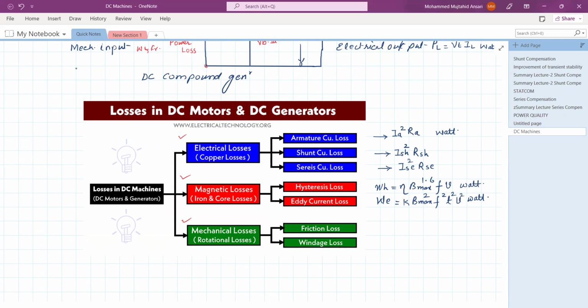Now, in case of DC machine, we may call a variable loss. Variable loss is the loss which depends upon, or which is a function of, load. Means it varies with respect to the load condition. So armature current IA squared RA plus ISE squared RSE plus brush loss are the variable losses. Whereas the shunt field loss is the constant loss, or it does not depend upon the load condition.